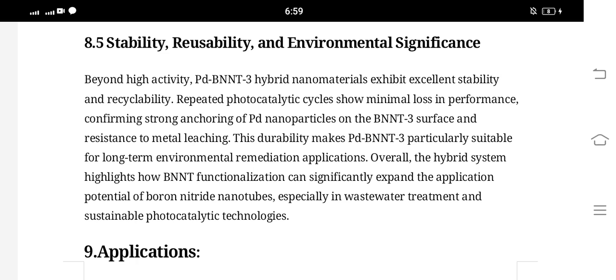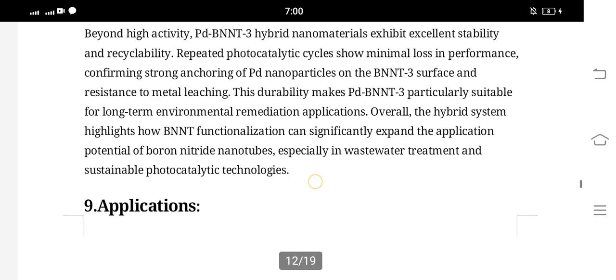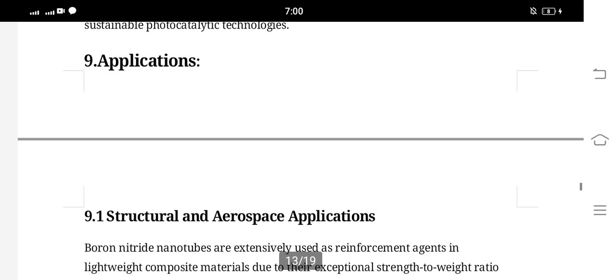Their durability makes palladium deposited on boron nitride nanotube 3 highly suitable for long-term wastewater treatment applications and sustainable photocatalytic technologies. The case study clearly demonstrates how boron nitride nanotube functionalization significantly expands the application potential of boron nitride nanotube. Finally, I will discuss the major application areas of boron nitride nanotube 3 material.